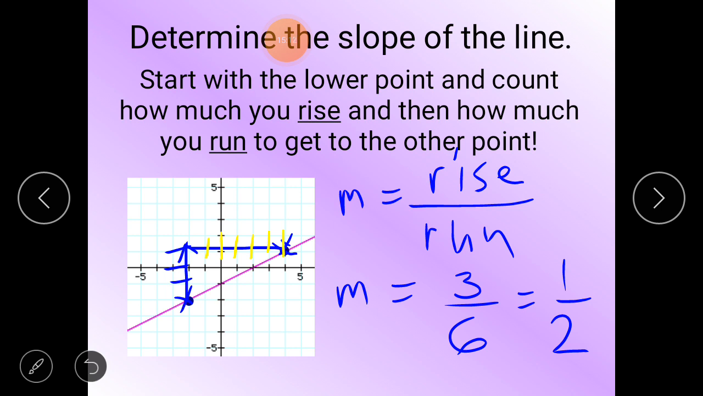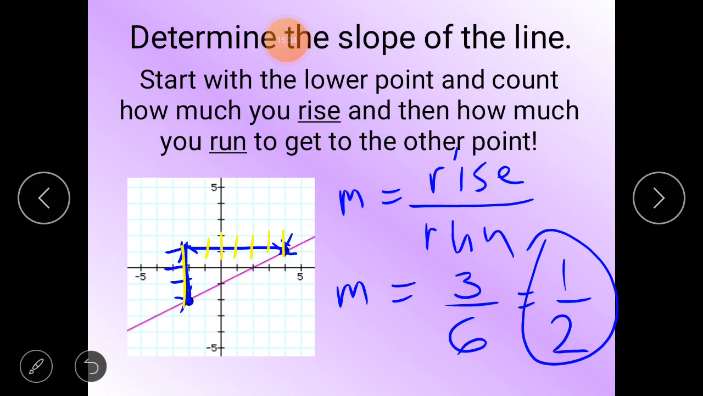3 over 6 or 1 half, because both of them are divisible by 3. So 3 divided by 3 is 1. 6 divided by 3 is 2. So your final answer here is 1 half. Okay, so that's how to get the slope if the graph is given. Please consider the sign. Our signs here are both positive because the direction is upward.